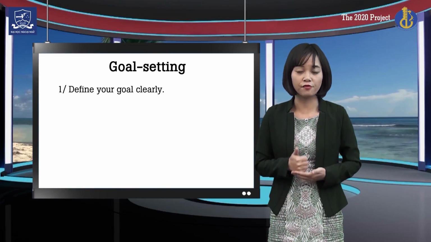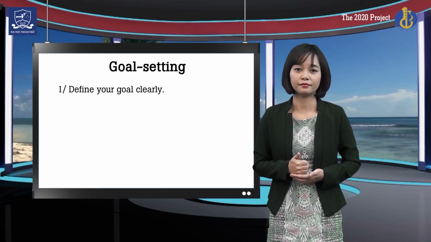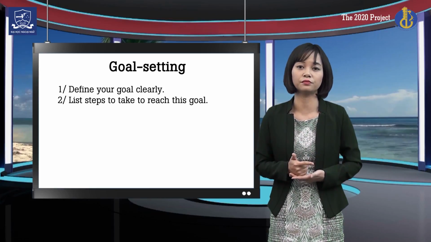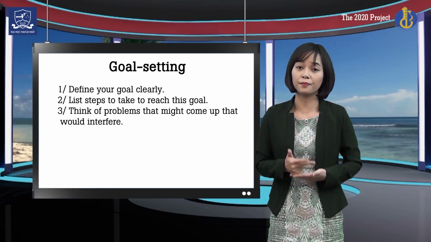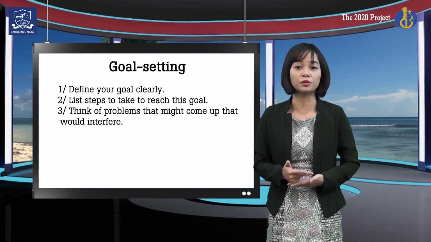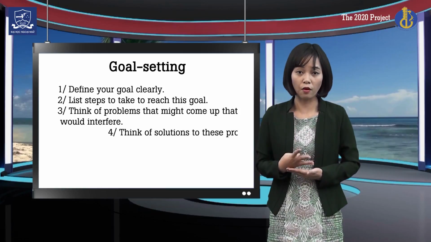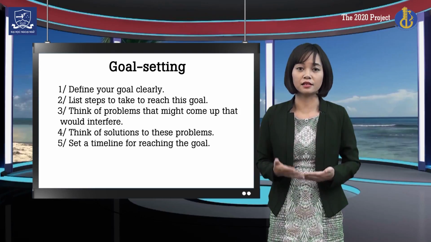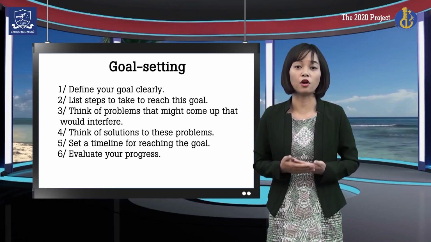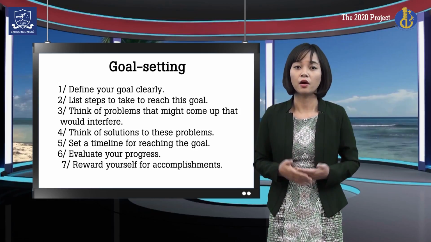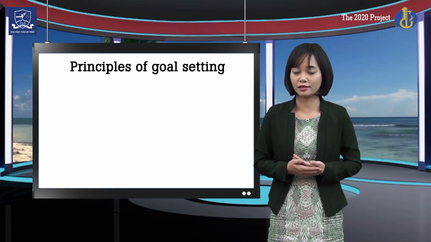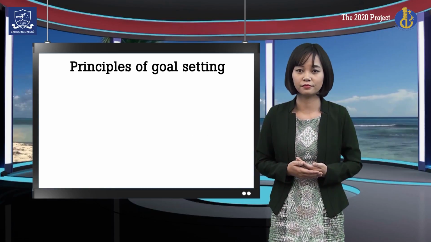Step 1. Define your goals clearly. Step 2. List steps to take to reach this goal. Number 3. Think of problems that might come up that would interfere. Number 4. Think of solutions to these problems. Next, set a timeline for reaching the goal. 6. Evaluate your progress. And 7. Reward yourself for accomplishment. What are the characteristics of the goals that work best?